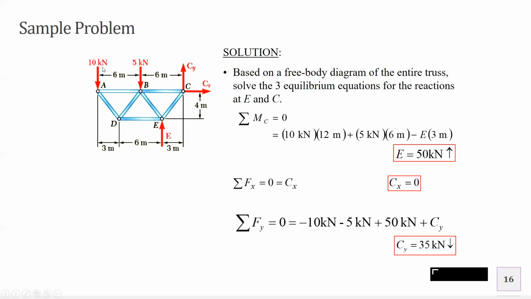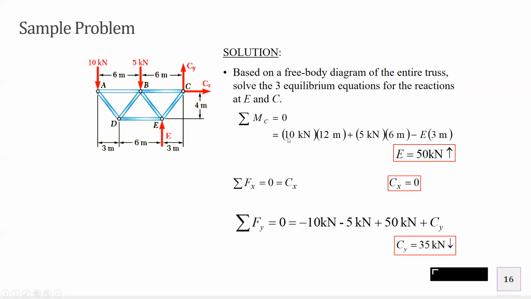So we have our 10 kilonewton force, multiplied by its distance away from the pivot point, 12 meters. Then we have our 5 kilonewton force and its distance of 6 meters. Then we have our reactionary force, which we don't know, at point E, pushing at a distance of 3. So we can plug it in. 10 times 12 is 120, plus 5 times 6 is 30. Notice these are positive numbers because these are causing it to go in the counterclockwise direction. The E is trying to make it go in the clockwise direction.